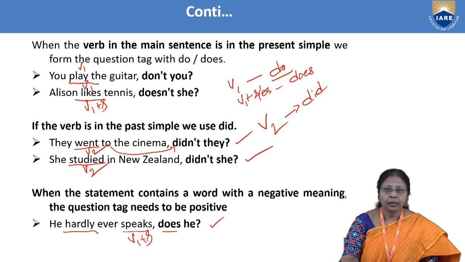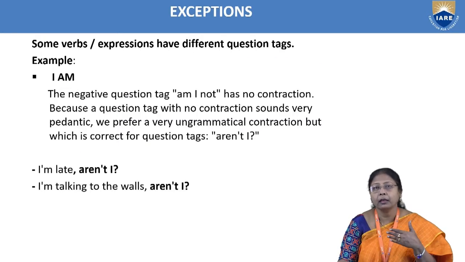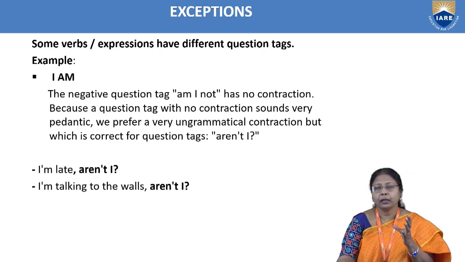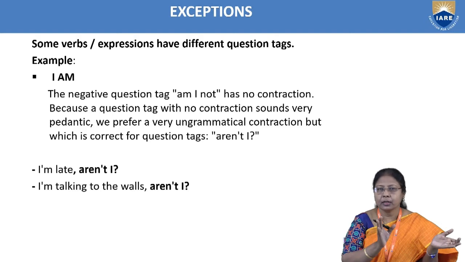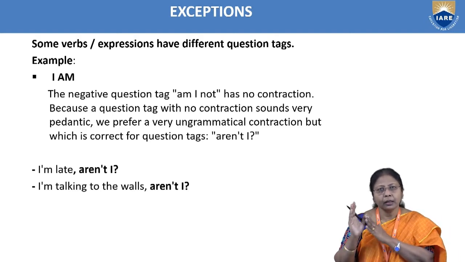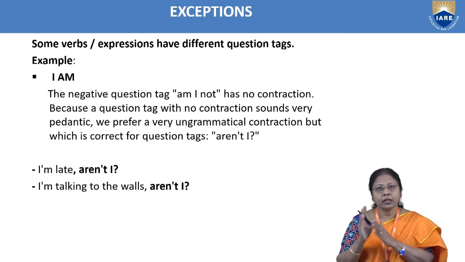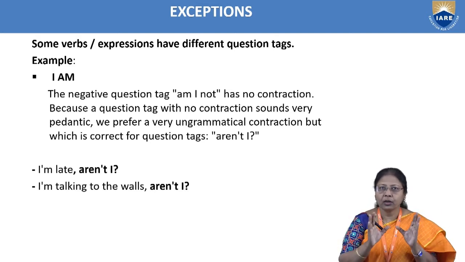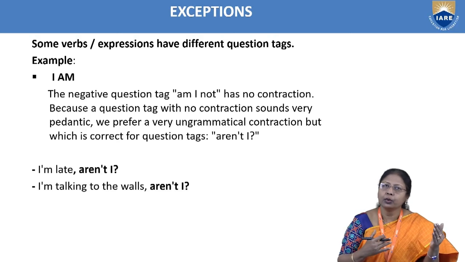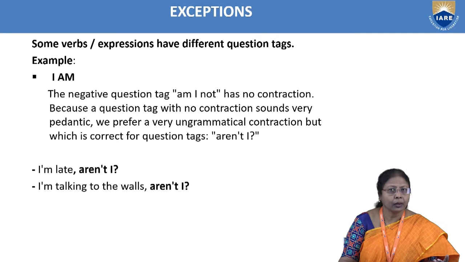Okay. Next, exceptions. In these many examples we have taken only the basic rule. What is that basic rule? If the statement is positive, the question tag will be negative. A negative statement will take a positive question tag. A positive statement will take a negative question tag. Based on this basic rule we have seen so many examples. Here, a few exceptions are there where we cannot follow that.